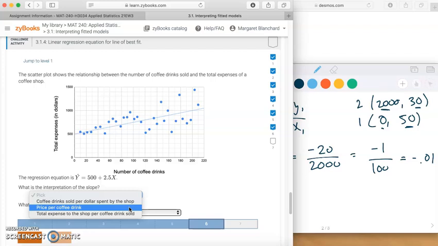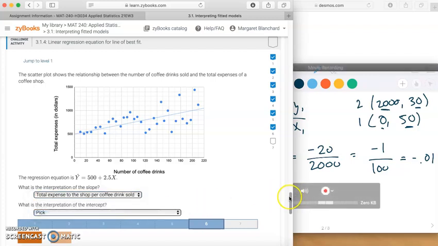Definitely doesn't tell us our price per coffee drink. Here it says total expense to the shop per coffee drink sold. Well, like right here, every unit increase is 1 coffee drink sold. So that makes sense. It's total increase in expense to the shop per coffee drink sold.